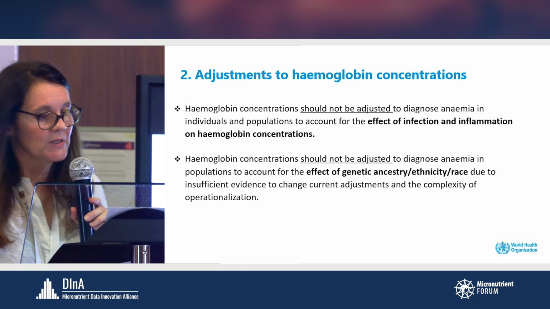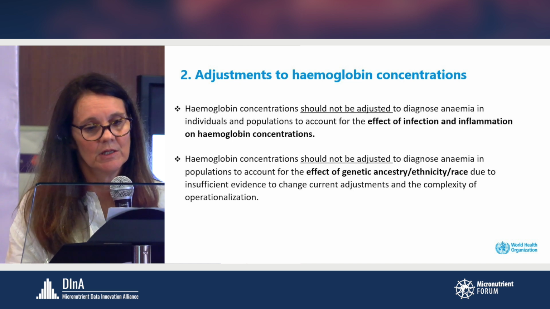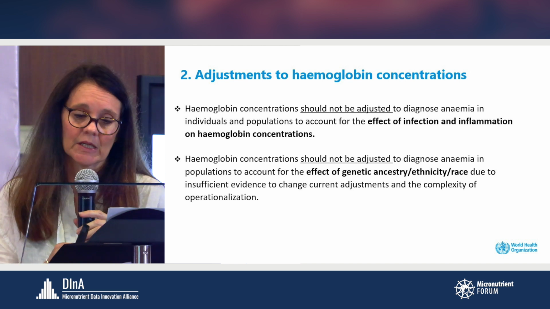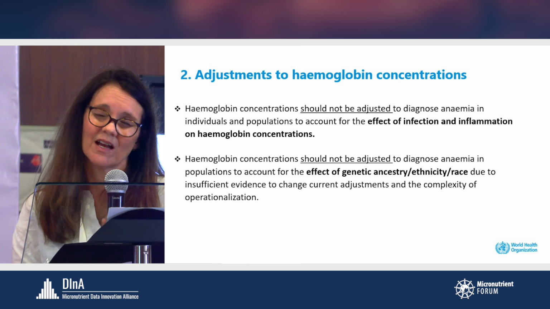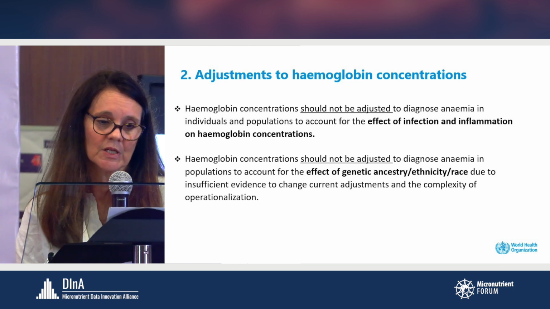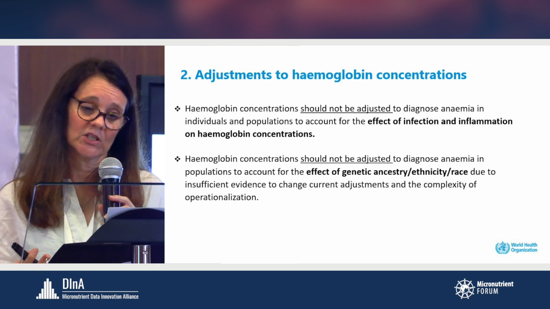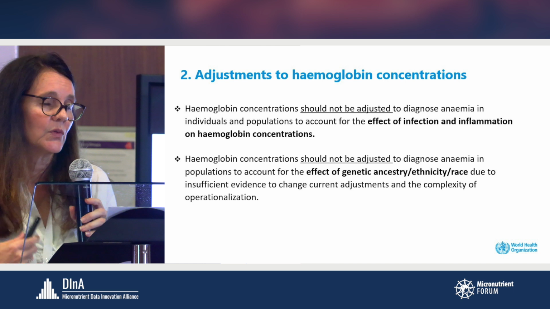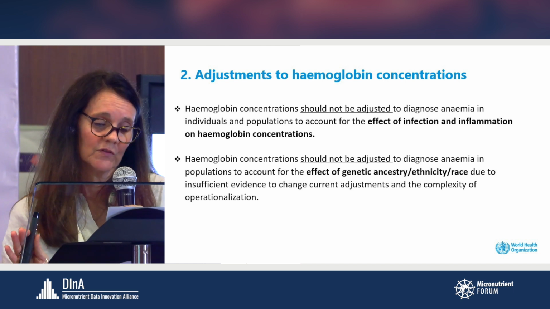So looking at adjustments for inflammation, we know that infections that cause inflammation are common, and they do contribute to anemia of various severity. However, adjustment of hemoglobin for inflammation was not felt to be the appropriate approach, as anemia may be the consequence of the infection itself, or the disease that is causing the inflammation. So there's a recommendation not to adjust for infection or inflammation.